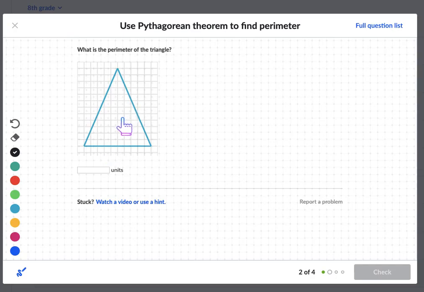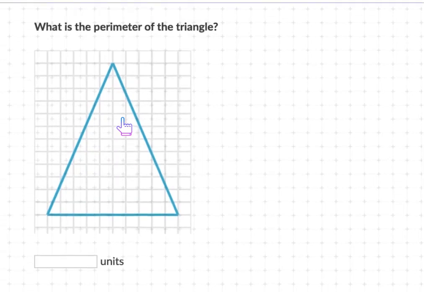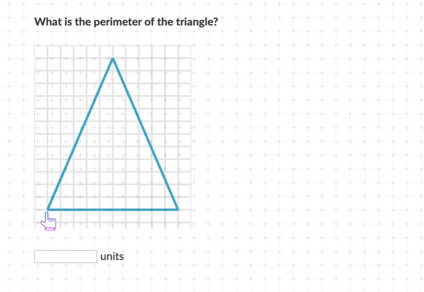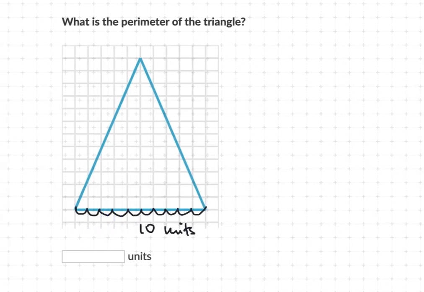This one looks very tricky because you actually only have one side that's given. I count 1 through 10, so 10 units, right? And you don't have a right triangle, if you notice. So I can't use Pythagorean theorem if I don't have a right triangle. Here, this one's a little tricky.